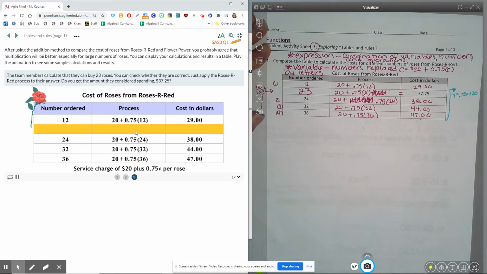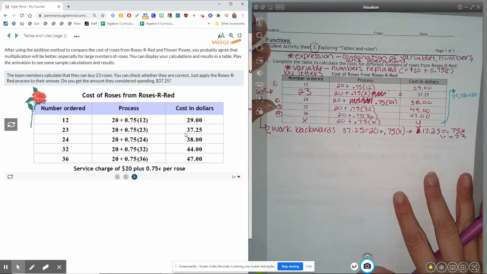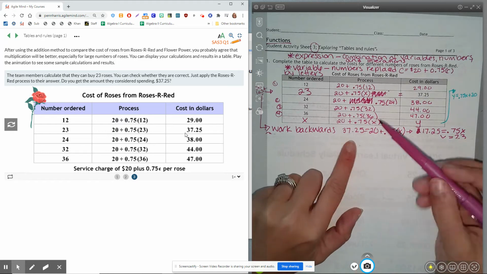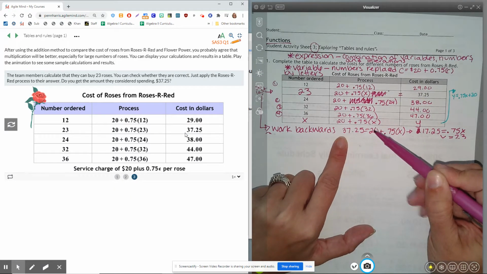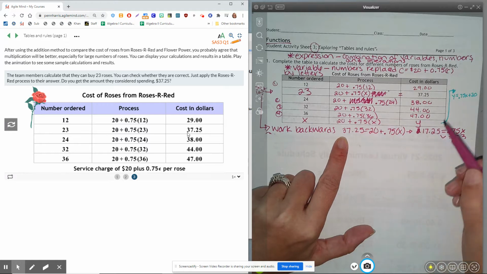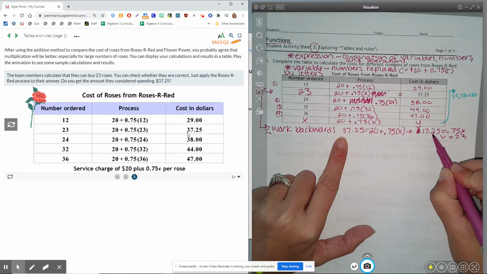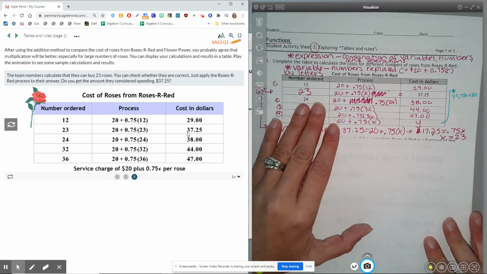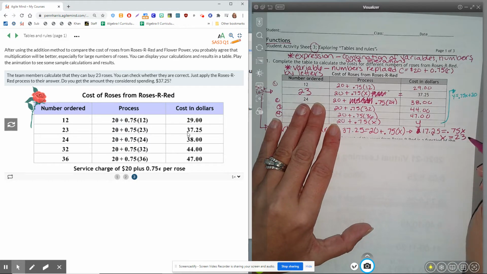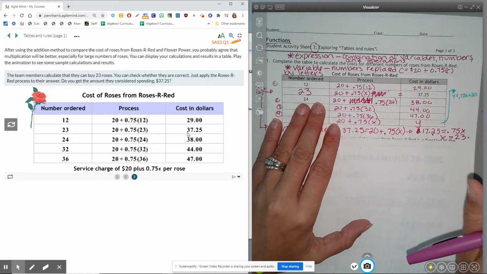So what they said is, if we only have $37.25, how many roses can we get? And what they did here was they worked backwards. They said, well, I'm going to have my $20 fee. So they took the $20 out of this and found that we're left with $17.25. And they divided that by the 75-cent cost, and they found 23 roses. Don't panic if I went through that quickly. We're going to go back through a little bit.